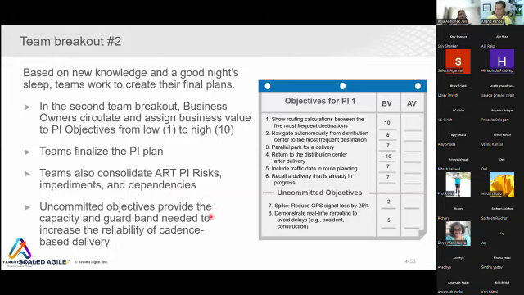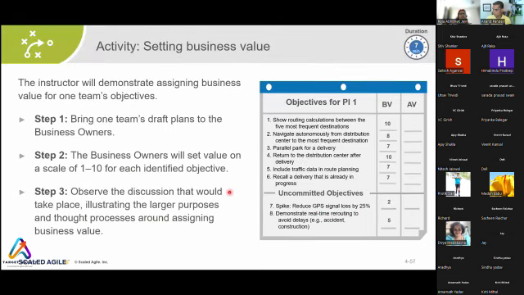Uncommitted objectives provide the capacity and guard band needed to increase the reliability of cadence-based delivery. So you have an uncommitted objective. You say that I'm taking the capacity, but I'm not committing to it. So I'm increasing the predictability of what I deliver. We already discussed all these things.